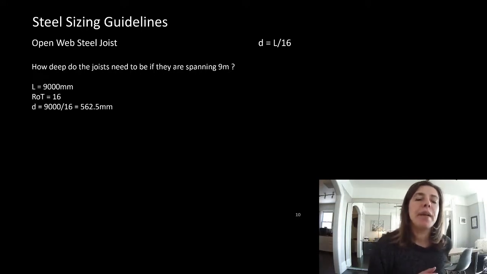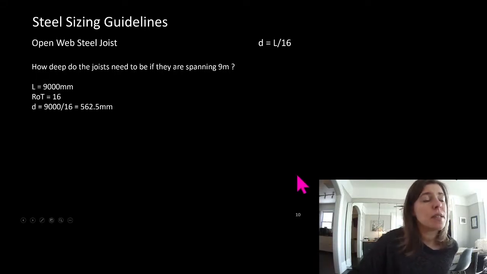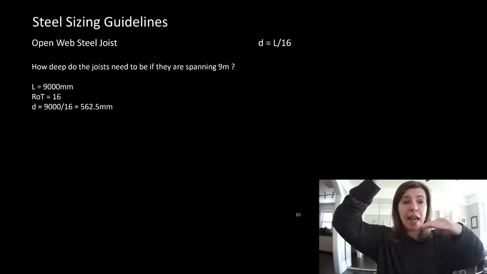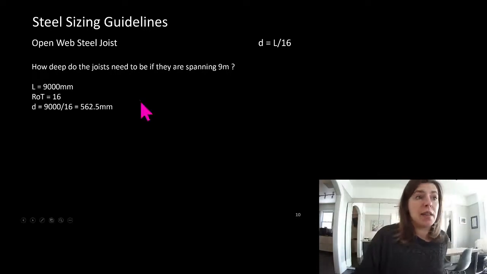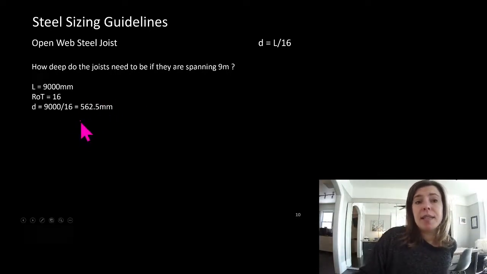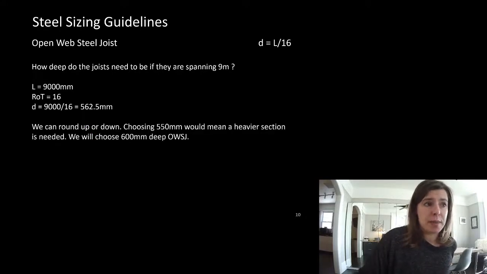So if that 6 millimeters is crucial to your design, you'll need to know if they're talking about hard metric or imperial values. But that's usually a little bit later in the design. So what I would want to see from you now, and we're going to be working in metric for our answers unless I explicitly tell you otherwise, is that they normally come in 50 millimeter increments. We don't want to use something smaller than this because we might not leave enough headroom or enough depth in our ceiling height. So we'd say 600 millimeter deep open web steel joists.